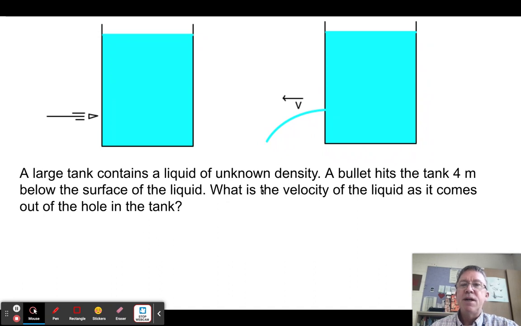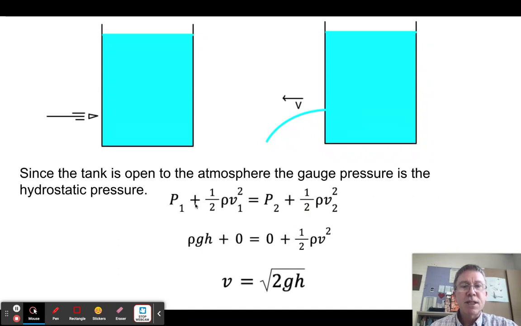If it contains a liquid of unknown density, by the way, and the bullet hits the tank at 4 meters below the surface, let's just see how we would solve this. So I'm going to set up Bernoulli's equation. In this case, I'm going to treat hydrostatic pressure as gauge pressure because that works here, because this fluid is static. So if I was to simply take a pressure gauge and move it down here, the pressure would basically be measuring the hydrostatic pressure.